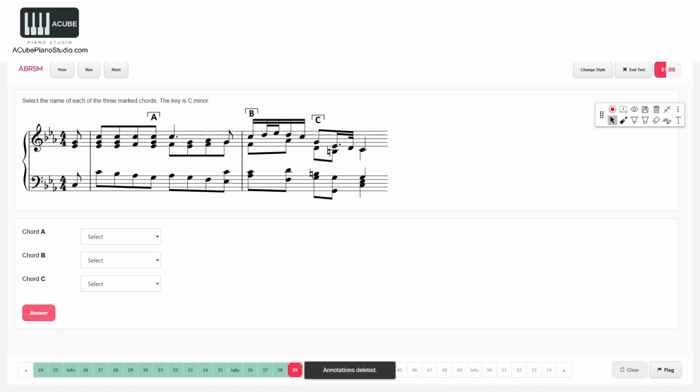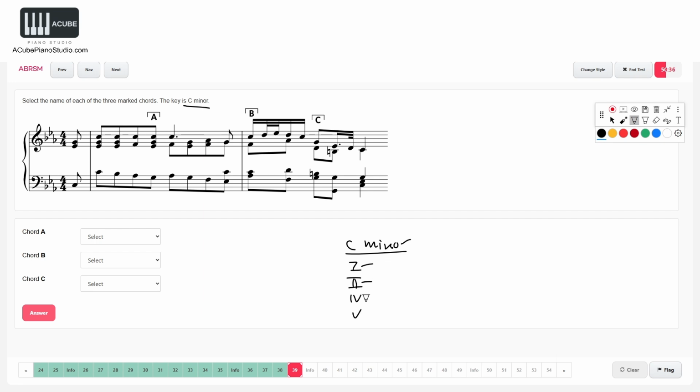Okay, moving on to the next one. For this one, you need to write what the chord is, and you need to write whether it's root position, which is A, first inversion, which is B, and second inversion, which is C. Okay, let's do it. They tell me it's C minor. So I'll write out chord 1, chord 2, chord 4, and chord 5. So 1 is C, E flat, G. Let's just ignore the flat and sharp, because this is not tested. So I'll just write it as C, E, G.